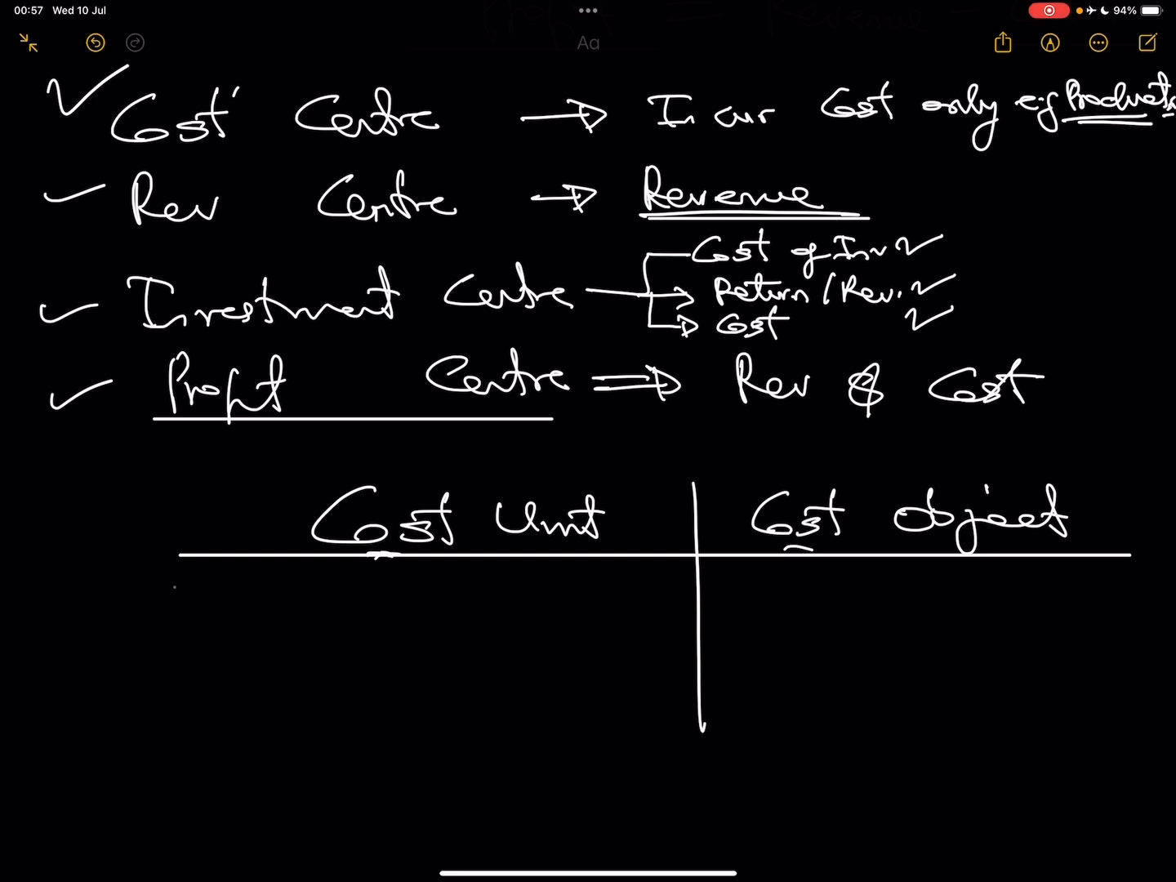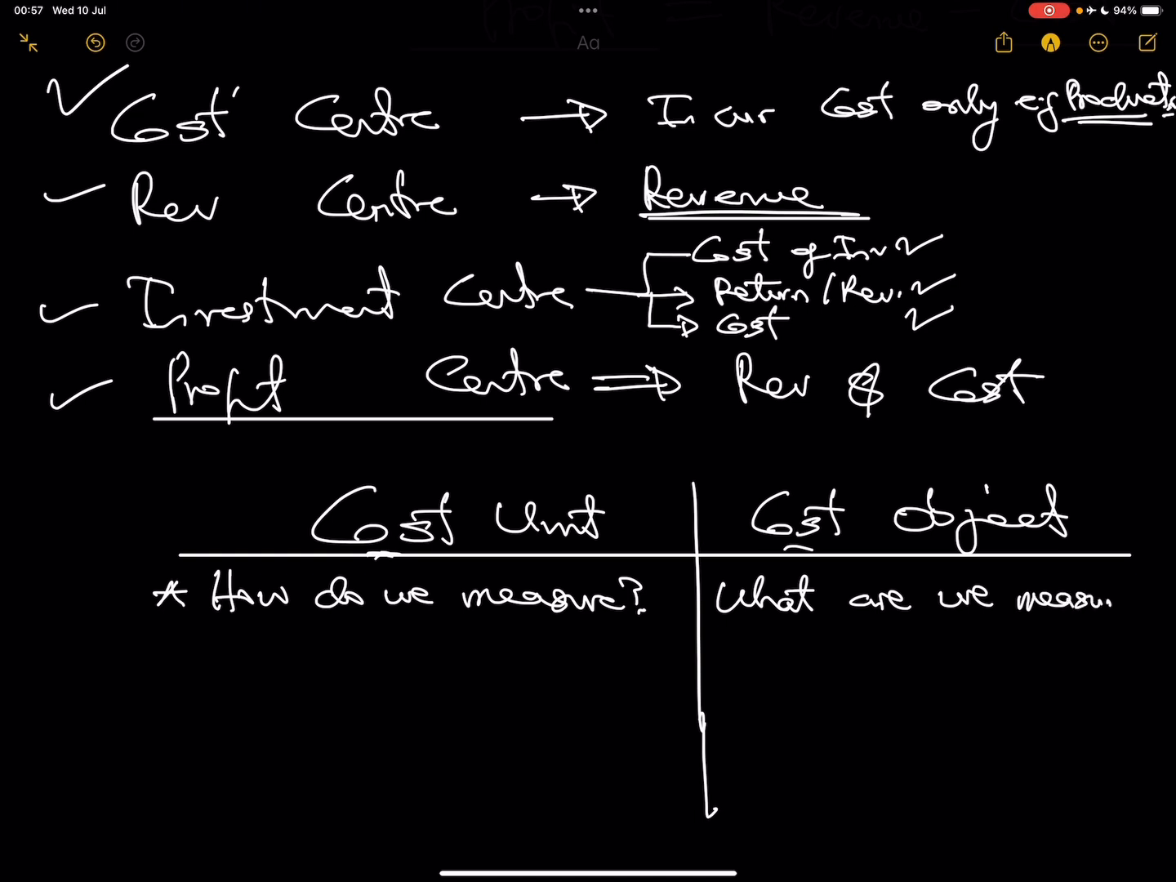But when we are talking of cost unit, the question we're asking is, how do we measure that cost? So it's about how do we measure. And cost object is about what are we measuring. And I will give you some examples.